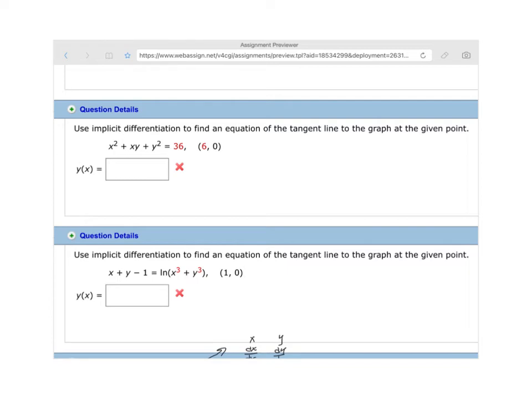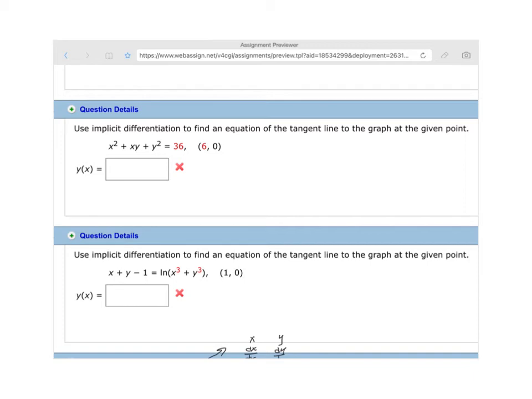For number 7, it says use implicit differentiation to write the equation of the tangent line at the given point. So let's do this thing. So x plus y, x plus dy over dx minus 0. And now we're stuck with a chain rule.